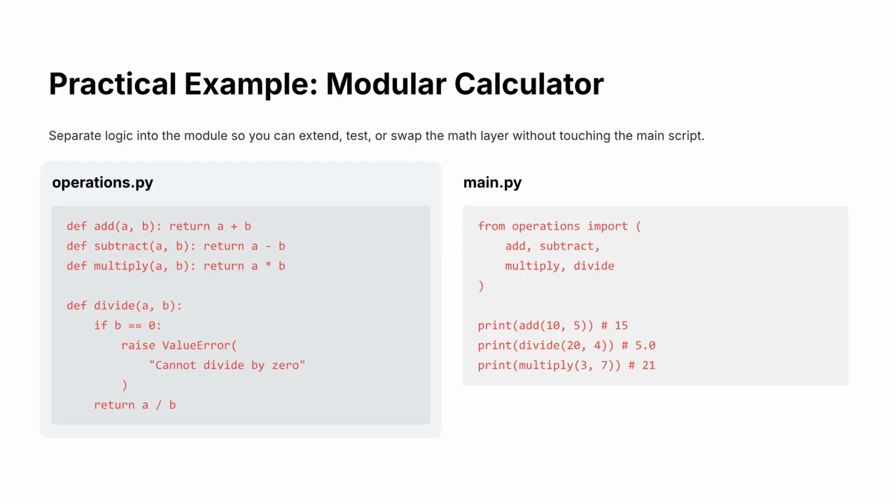That's it. Now here's why this matters. If you ever need to swap out the math logic, add new operations, or write unit tests, you do it entirely in operations.py. You never touch main.py. That separation of concerns is what makes code maintainable at scale.